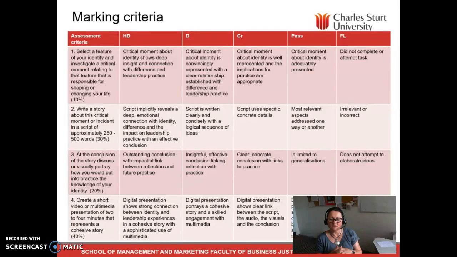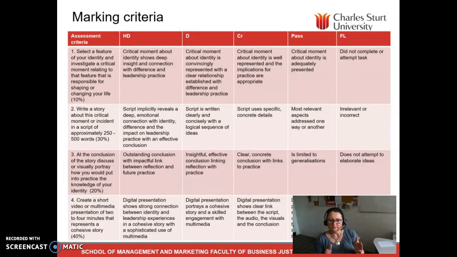So how are you going to put it into your leadership practice? That's 20%. So if you have an outstanding conclusion with an impactful link between reflection and future practice, because this is all about reflective practice, you're going to get a high distinction. If you don't attempt or you don't elaborate, it's a fail. To get a distinction and above, it really has to be insightful and effective, and you really need to be linking your reflection with practice.